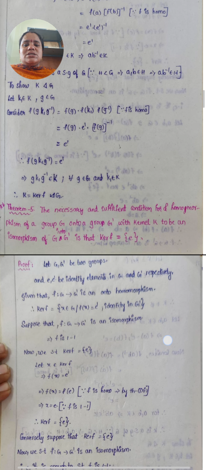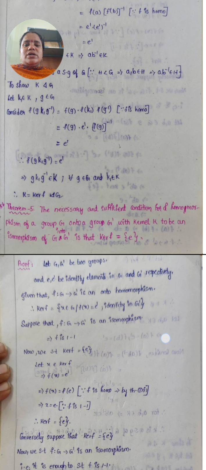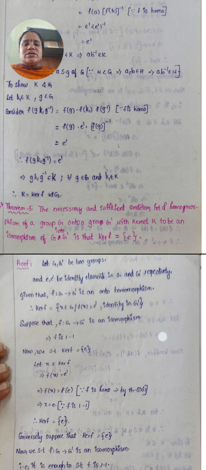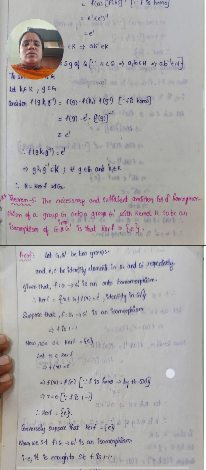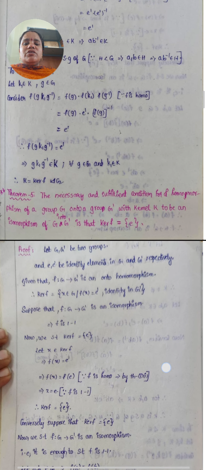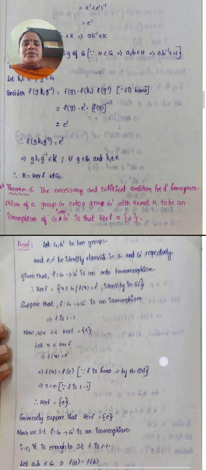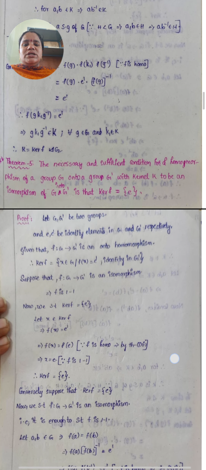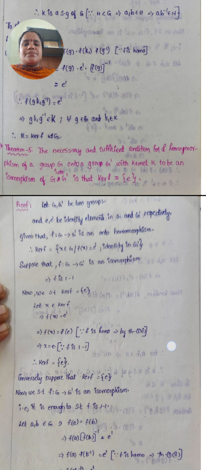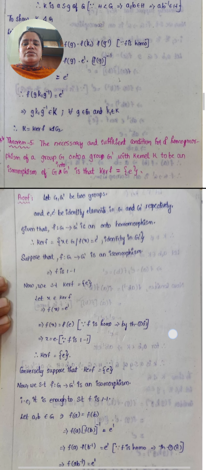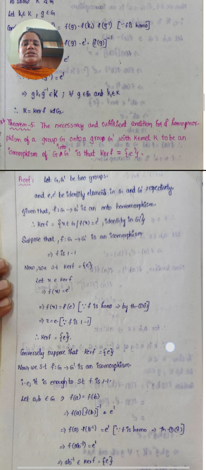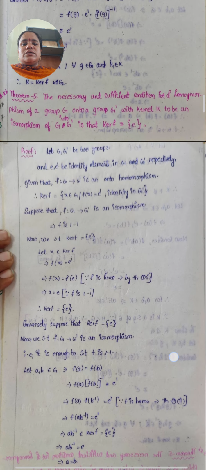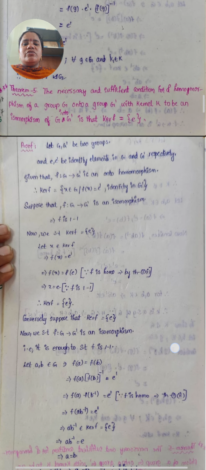To show that K is a normal subgroup of G, we have to show that for g belonging to G and x belonging to K, gxg^-1 belongs to K. f(gxg^-1) is equal to f(g)·f(x)·f(g^-1), so f(g)·e'·(f(g))^-1, that is equal to e'. So f(gxg^-1) is equal to e'. So gxg^-1 belongs to K. So K, which is equal to ker f, is a normal subgroup of the group G.